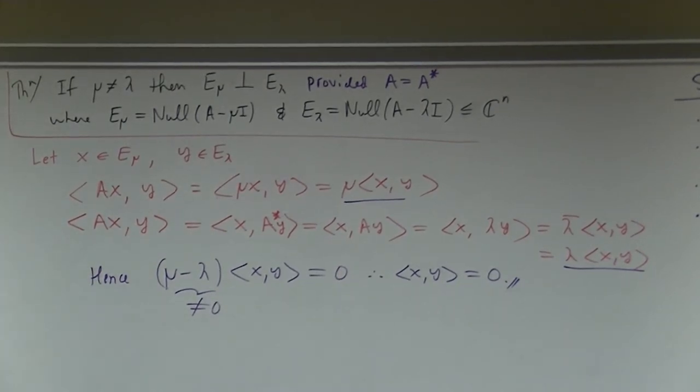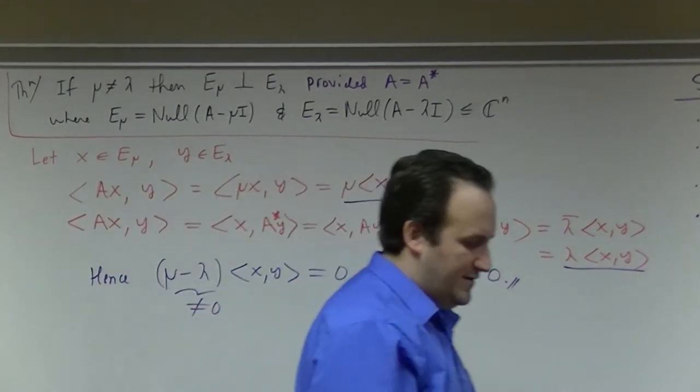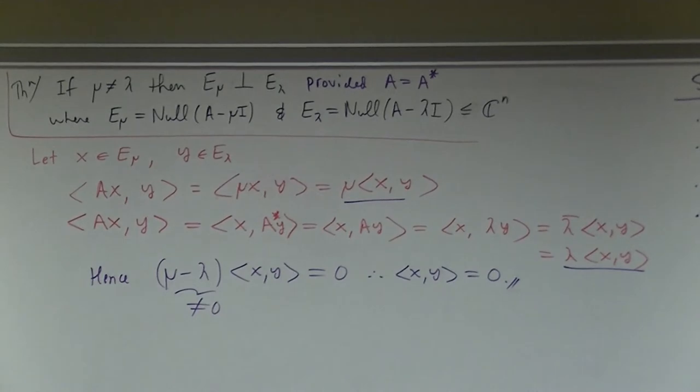You're like, but we've been working with real stuff all semester. Who cares about this complex inner product stuff? Well, okay, fine. But how about symmetric matrices? If you think of them in terms of their complexification, they give you a self-adjoint transformation on Cn, if A is a real matrix.